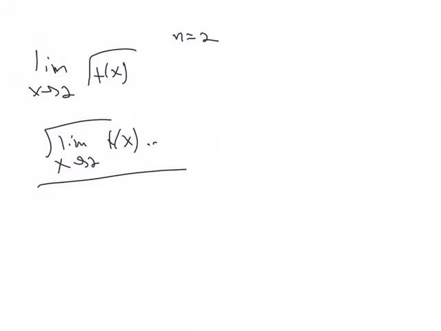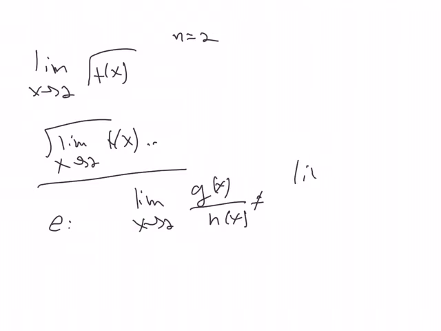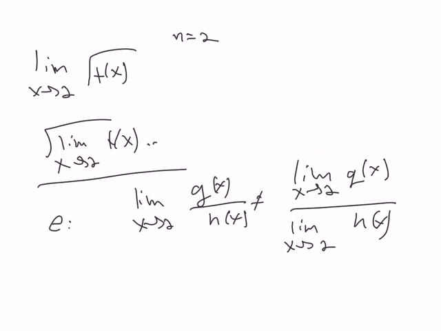We need to be careful with e. When you have the limit as x goes to 2 of g of x over h of x, you cannot say that this is the same as the limit as x goes to 2 of g of x over the limit as x goes to 2 of h of x. The reason you can't in this case is because this is 0. So the limit doesn't exist. Anything else? Okay, we're going to skip the rest.